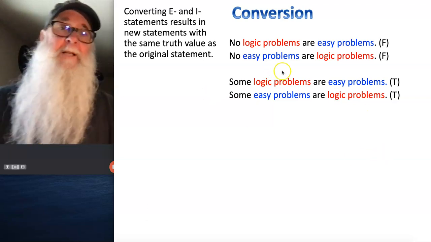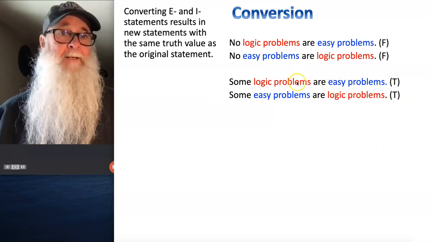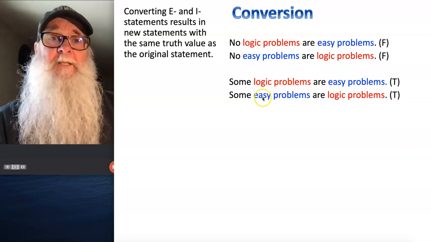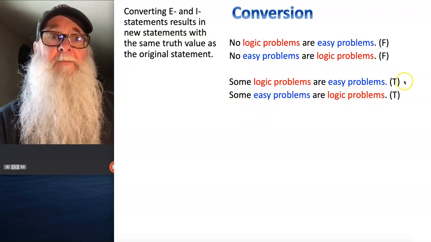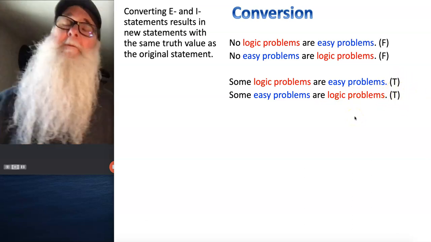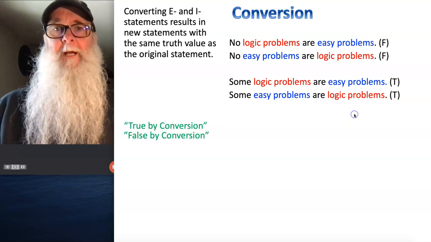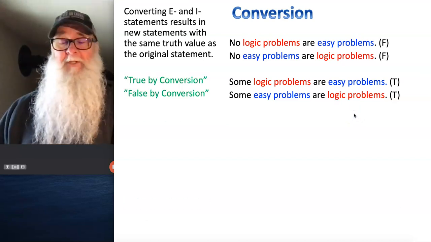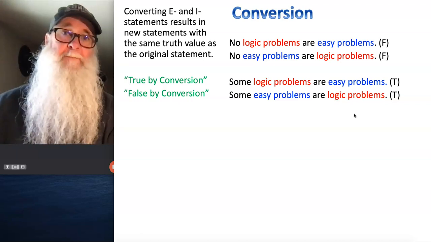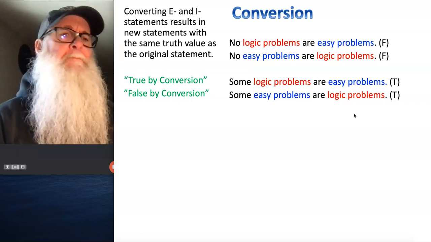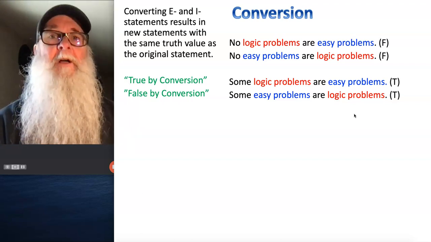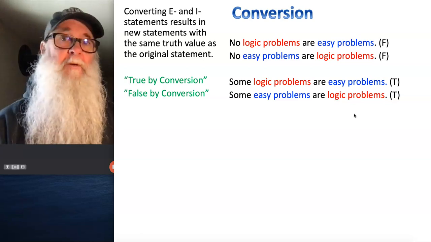Okay? Similarly, some logic problems are easy problems is an I statement, and when we switch the position of the subject and predicate terms, we create the statement some easy problems are logic problems. And if the original statement was true, the new statement would be true because we can apply the operation of conversion to E and I statements. And the new statement that gets generated, we're going to be able to say that is true by conversion or it's false by conversion. And when we say that phrase by conversion, what we're doing is we're identifying the operation that proves our claim that the statement is true or false.